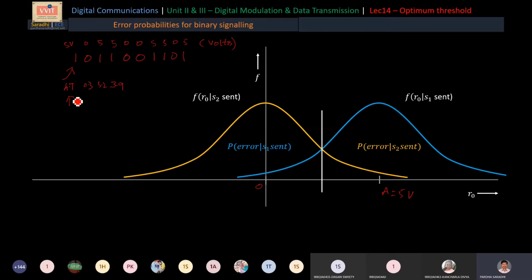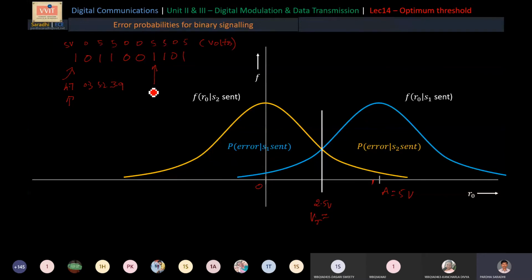Let us consider this particular bit, 4.7, against the threshold. We already intuitively mentioned that the intuitive selection of threshold is the halfway mark between 0 and 5, so it has to be 2.5 volts. This is VT, right? And 4.7 is somewhere here. Does it indicate any error? No, right? This doesn't contribute any error as this value is greater than the threshold, and the decision will be in favor of 1 only.